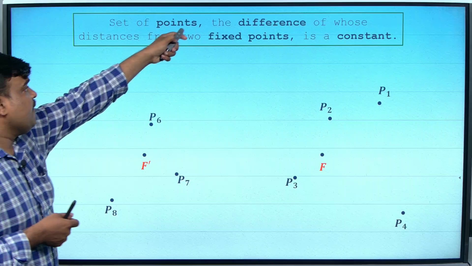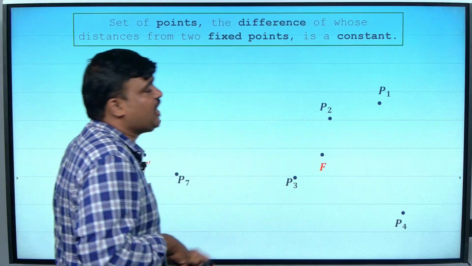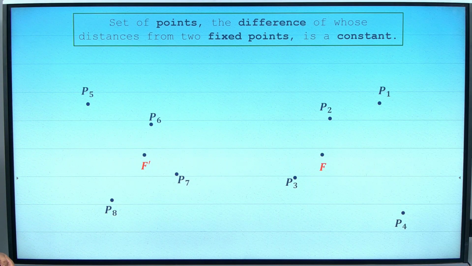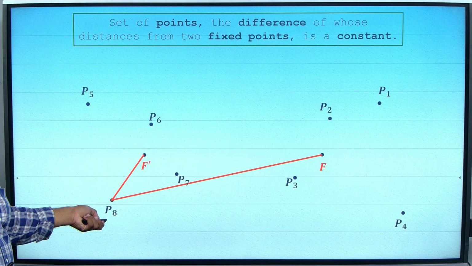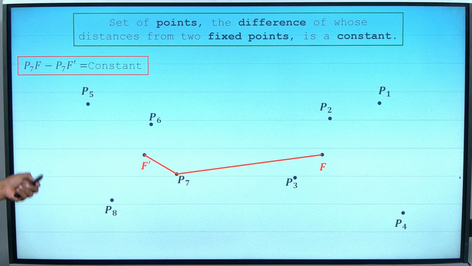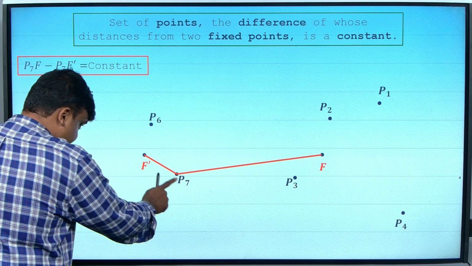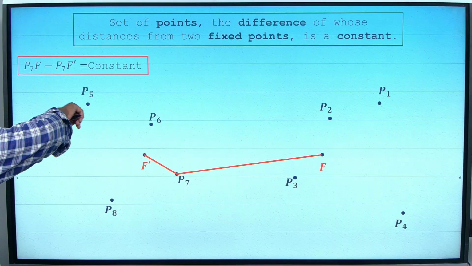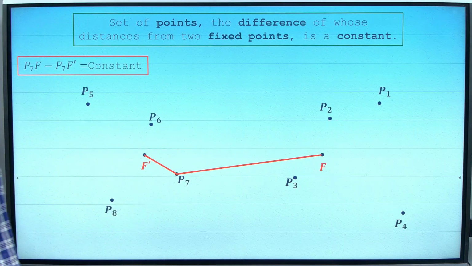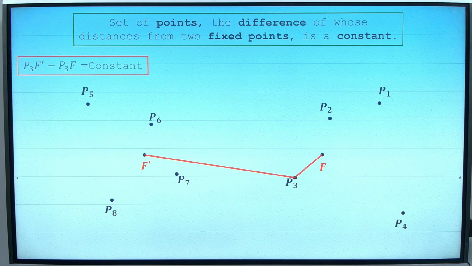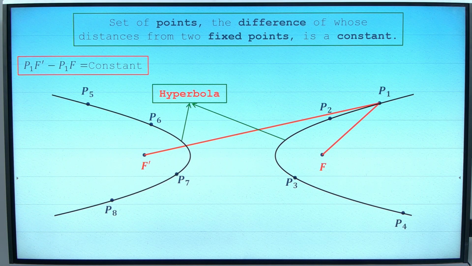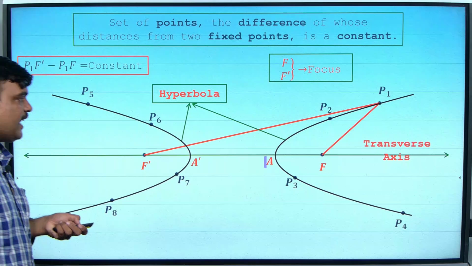Okay, the set of points where the difference of the distances from two fixed points is constant, not their addition. For the ellipse the sum is constant; here the difference is constant. So I have two different foci and points P. What is going to happen is PF minus PF' will be constant. The difference between these two will be constant. I am going to join these points to make a hyperbola, okay guys.